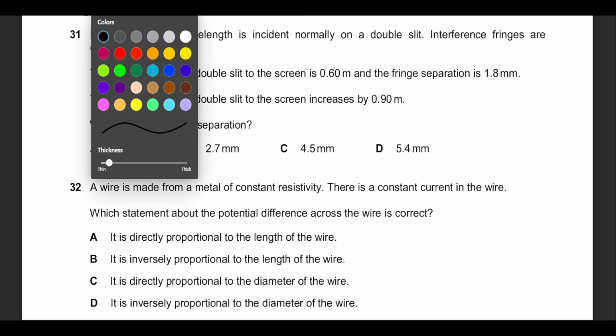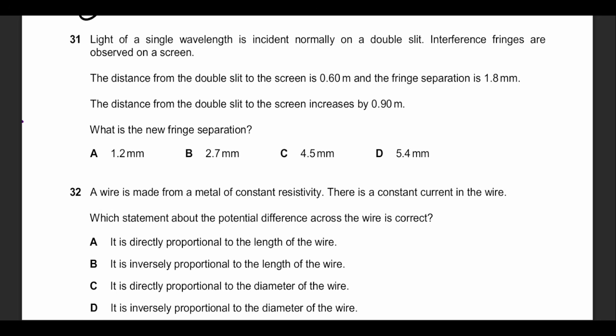31. Now I'll show you a new technique to solve 31. You might have done this before, but let's do this again. And this is again a repeated question. A light of single wavelength is incident. Single wavelength, which means we can discard lambda if a new situation arises.